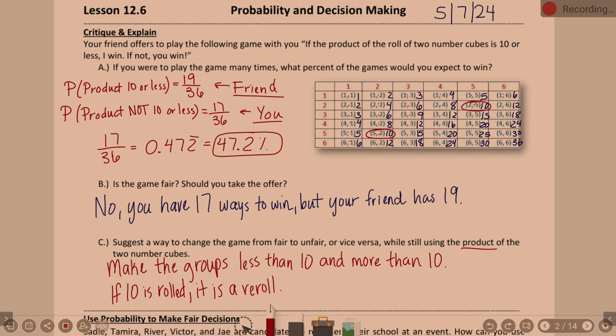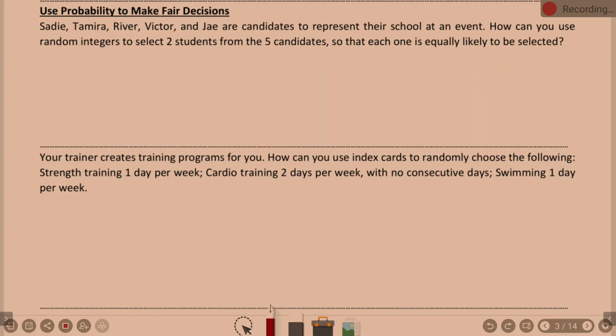Okay, do we have what we need here? Yes, that was part C. Okay, so let's move on and talk about, in this next section, ways to make something fair. It goes back to what we were doing in Unit 11 with making things random and fair. Sadie, Tamira, River, Victor, and Jay are candidates to represent their school at an event. How can you use random integers to select 2 students from the 5 candidates so that each one is equally likely to be selected?